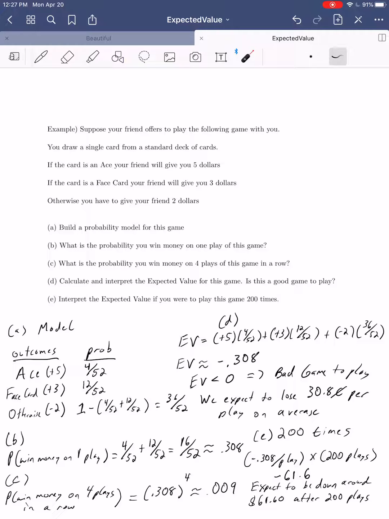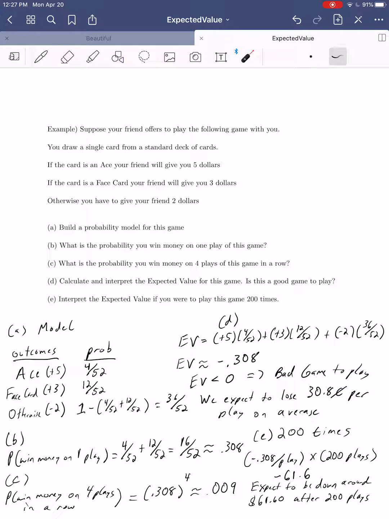$61.60. And the idea here is that since the expected value is negative, the more and more you play, the worse and worse things are for you, because overall, the game is weighted against you. So the more and more you play, the lower and lower this is expected to be, because overall, the game is a bad structure. Does this mean that if you sat down and played once you're going to lose? Not necessarily. We said your chance of winning is about 30%, 31%. But the longer you play, the worse and worse it is for you, because overall, the game is a bad game.